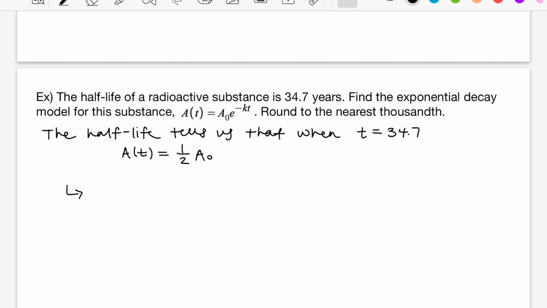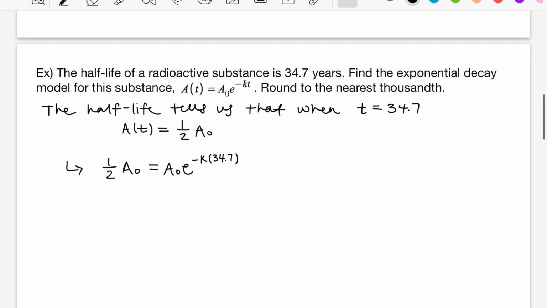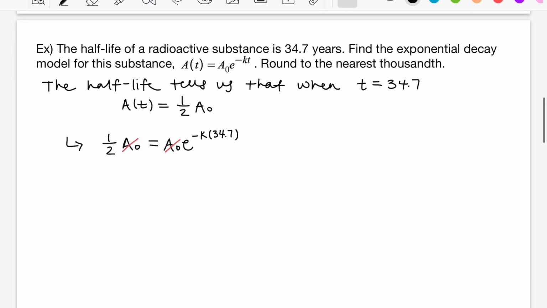So, plugging this into our formula of this form and plugging in our other given information, the fact that t is equal to 34.7, we get 1/2 A naught is equal to A naught times e to the negative k times 34.7. Again, these guys cancel, and so we're left with 1/2 is equal to e to the negative 34.7 times k. So what we want to do in this case is then solve for k, solve for our decay constant.